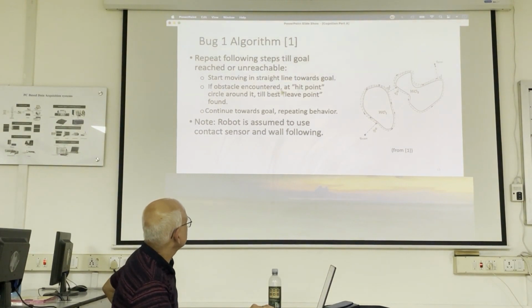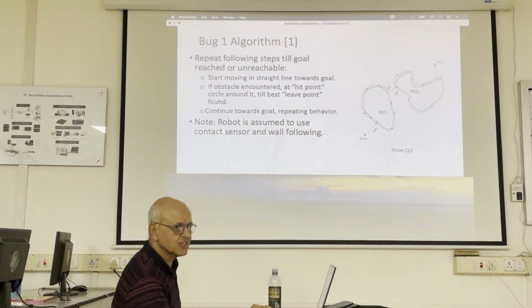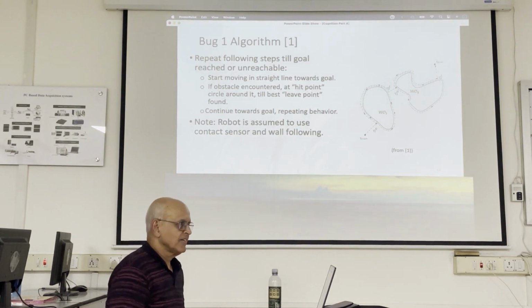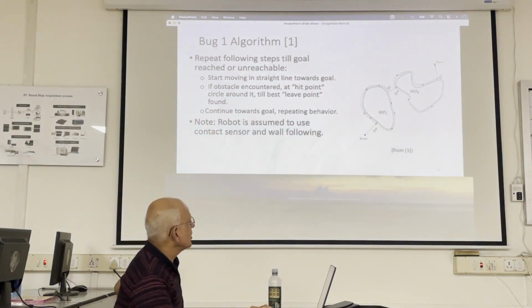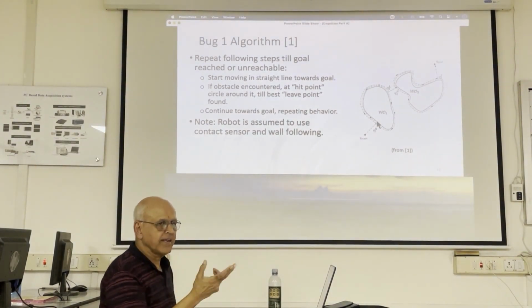If obstacle encountered at hit point, so here's the hit point, circle around it till best leave point is found. So you can go either left or right. Okay? It does not know how big this is. So if you were smart, you'd say, hey, I think it's better to go around this because the goal is closer to this side, right? But what if this island were like this? You know, extend this part of the island. So you don't really know. You have to guess and go left or right.